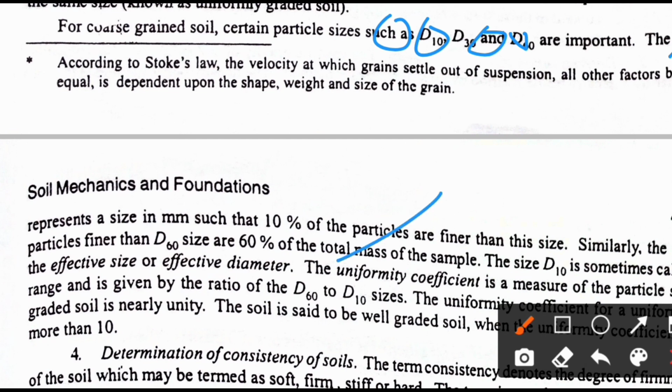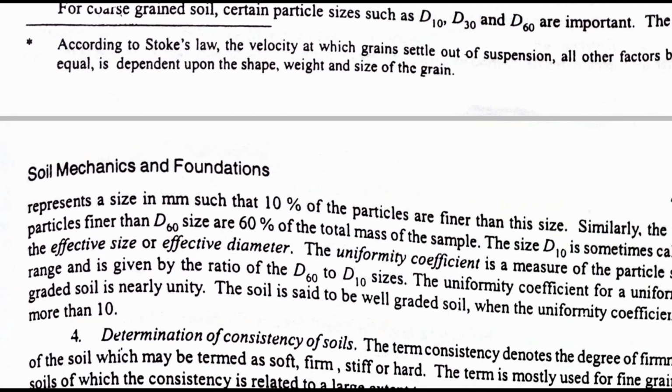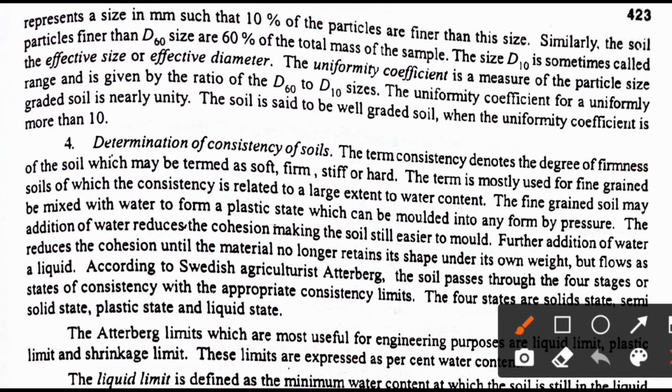Very important. The size D10 is sometimes called effective size or effective diameter. The uniformity coefficient is a measure of the particle size range and is given by the ratio of D60 to D10 size.